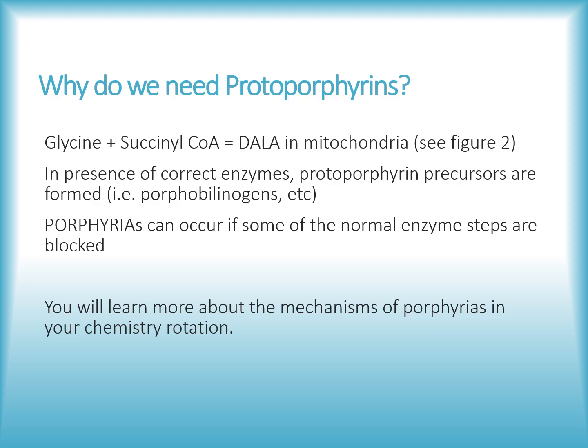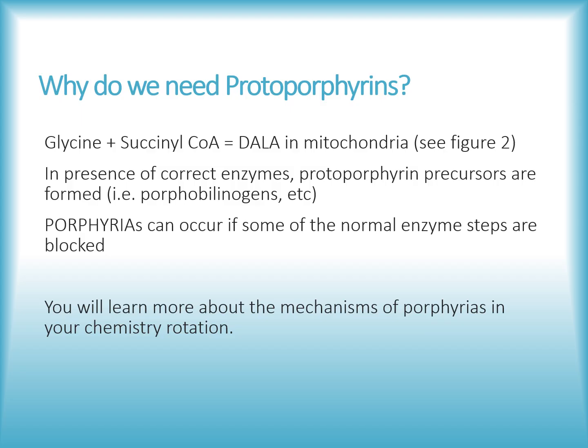So just to give you a brief overview about protoporphyrins, why do we need them? Well, we need protoporphyrins in our body to form the heme groups that are within the hemoglobin molecule. And this, of course, occurs in the mitochondria, like we discussed. We have glycine plus succinyl CoA, and that equals something we call ALA in the mitochondria. In the presence of the correct enzymatic processes, protoporphyrin precursors are formed.